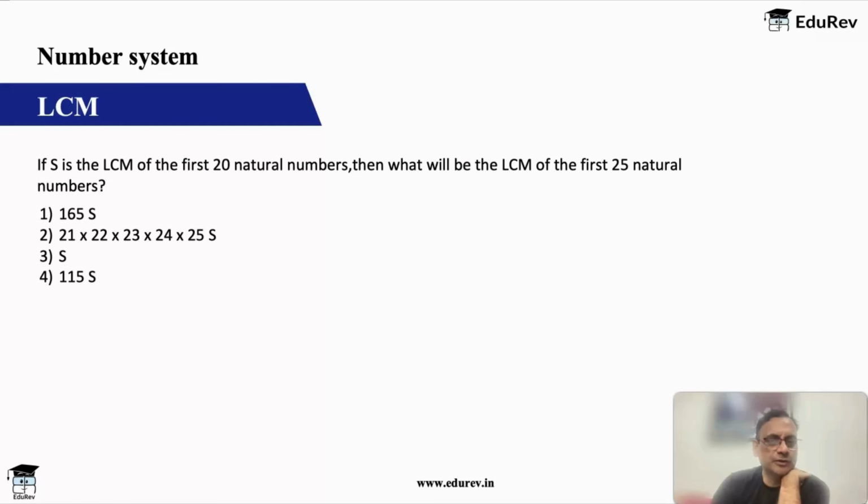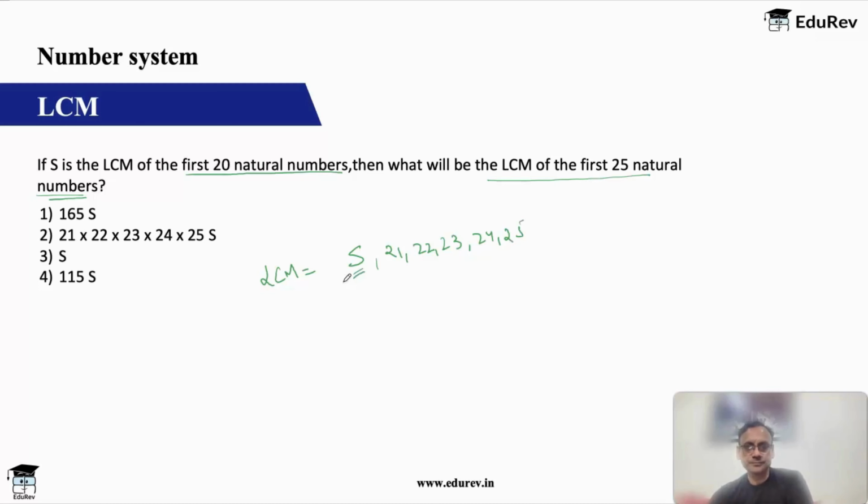Let S be the LCM of the first 20 natural numbers. What would be the LCM of the first 25 natural numbers? Okay, so after you have S, we want the LCM now of S and 21 and 22 and 23 and 24 and 25, right? Because S is already up to 20. Now 21, if you see, is 3 into 7, and 3 and 7, both of them were in 1 to 20. So they already have been captured in S. So they will not add anything extra.